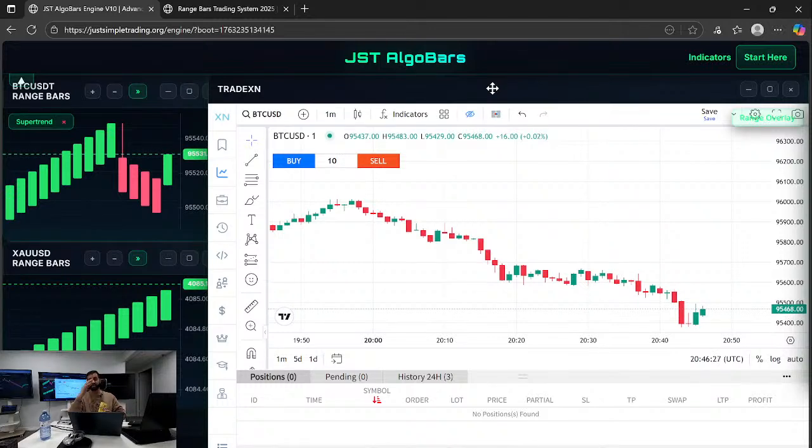But in the meantime, go to justsimpletrading.org right now. Get your account set up. And then get your account funded on TradeXN or Abato, whichever one.